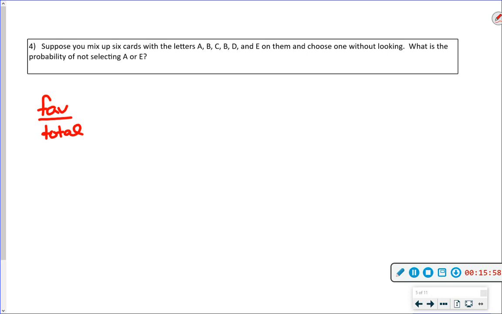Now, I'm going to give you a pro tip. I could stand up here and do a whole lot of work, but let's just make it super, super easy. Probability of not selecting A or E. So that means we're looking at the probability of every other letter. Well, there's 6 total letters. How many of them are not A or E? 4. So 4 out of 6.